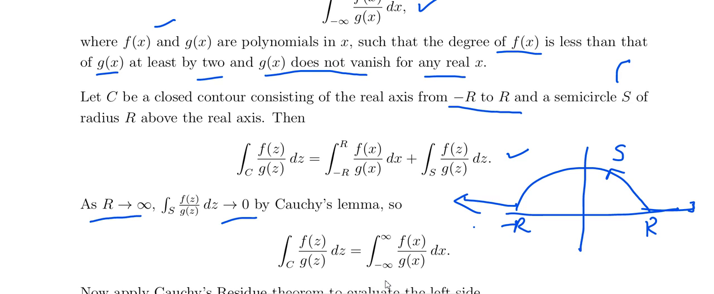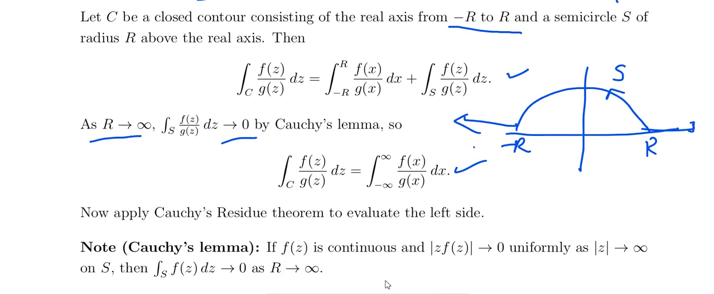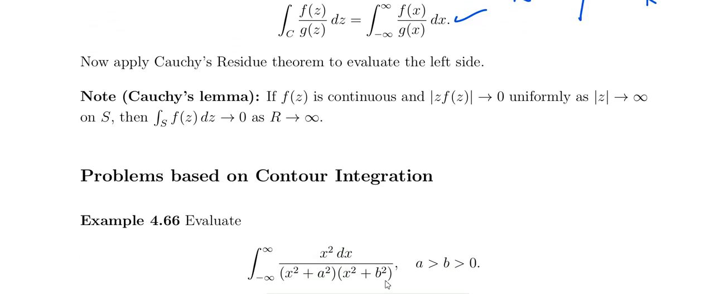That is, the integral over the curve of f of z by g of z dz approaches 0. So what happens is, as r approaches infinity, the integral over C of f of z divided by g of z dz equals the integral from minus infinity to infinity of f of x by g of x dx. So that is called the Cauchy-Riemann theorem.